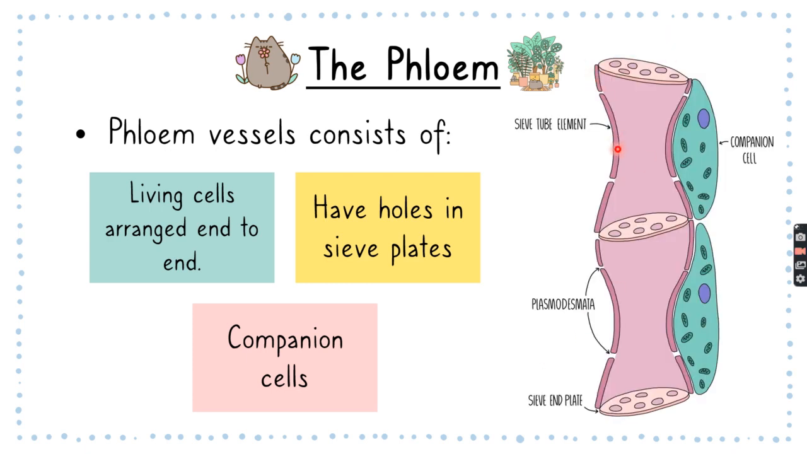Okay, so this is the phloem vessels, and you can see that these are sieve tube elements. I think they are actually cells. The sieve tube elements, and then the companion cells are the ones that are next to the sieve tube elements. Let me just Google quickly what are sieve tube elements.